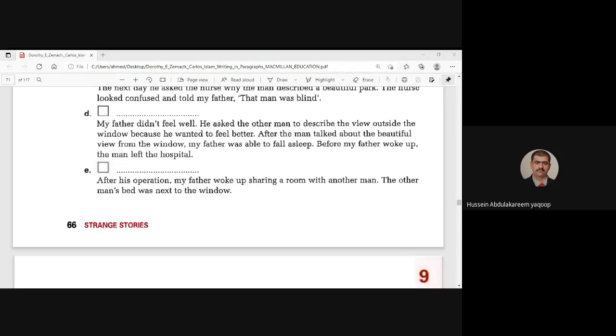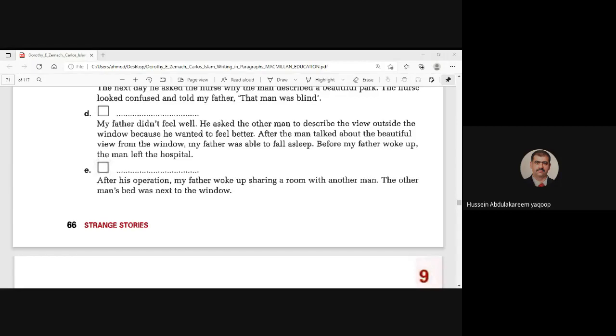Which part does this sentence belong to? Middle of the story, 4. Middle of the story also. So as I said in the beginning, middle of the story carries what? Carries the main event. And we may have more than one event in the middle of the story. Go ahead, Muhammad. A few days later, my father was able to go to the window to look for himself, but all he could see was an ugly brick wall. That's okay. Thank you very much.